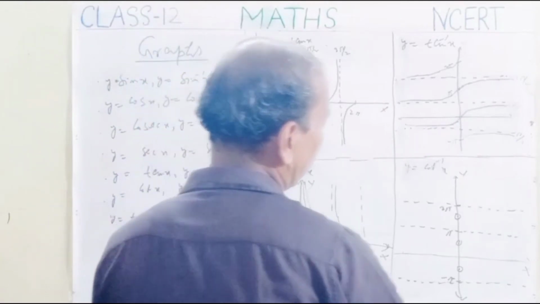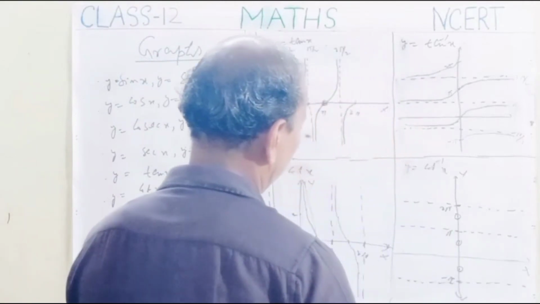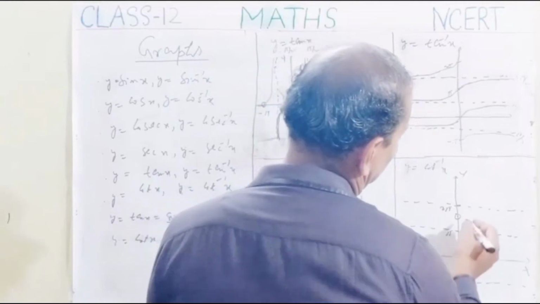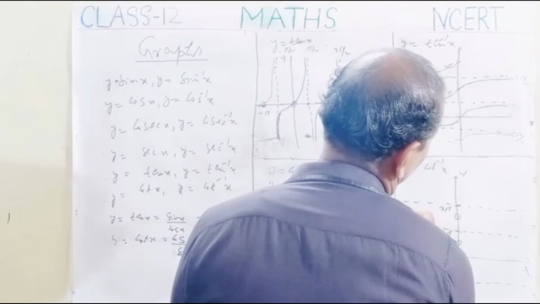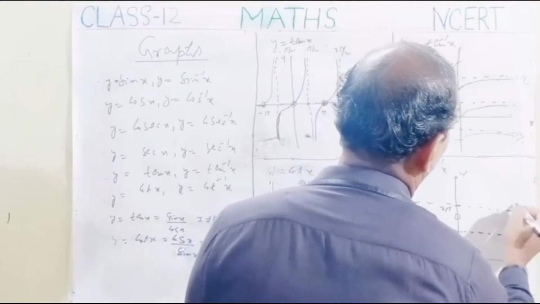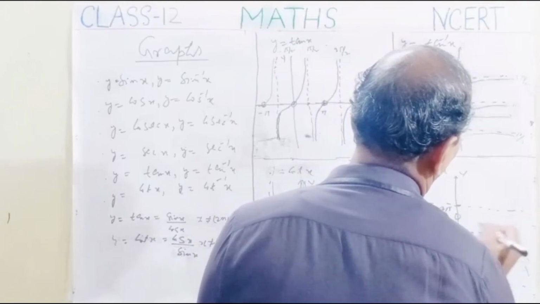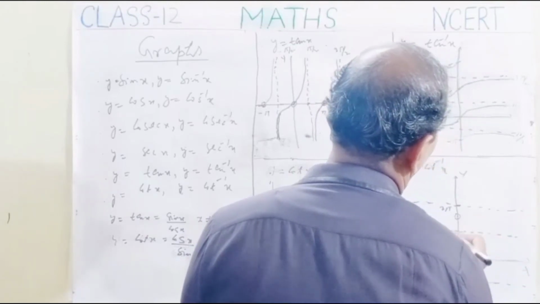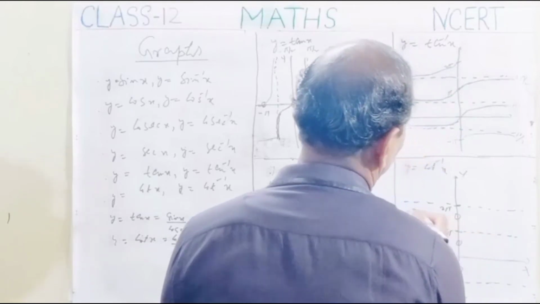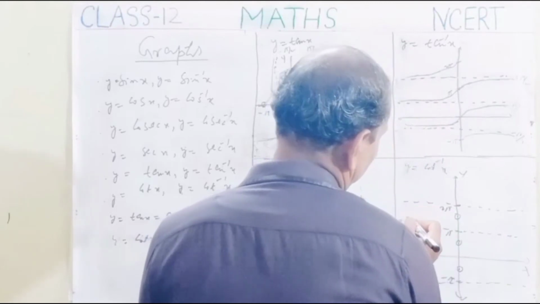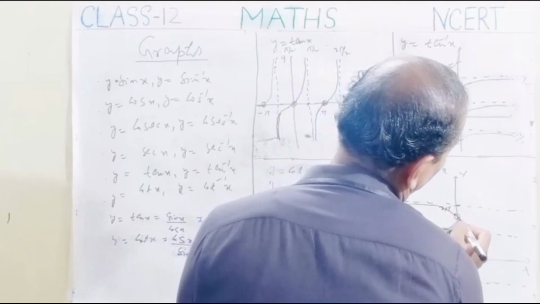Mind it, cot of pi is 0, for 2 pi it is 0, and cot of minus pi is also 0. So this is 3 pi by 2, where the value is 0, and after 2 pi it is not defined. So the graph will be something like this. This point is 2 pi, and this is 3 pi by 2. At 3 pi by 2, the middle of this one, it is not defined. So the graph will be something like this.